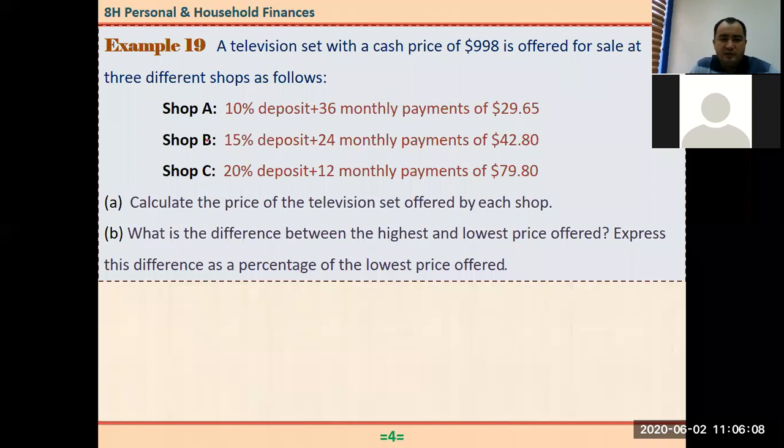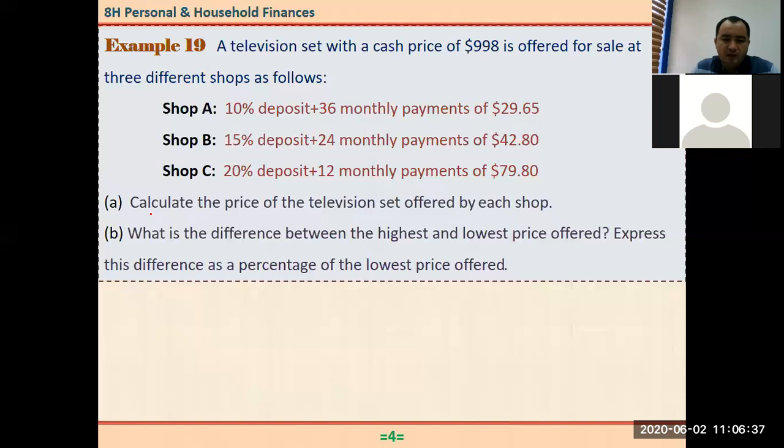And the offers are a bit different. It says that shop A, 10% deposit plus 36 monthly payments of $29.65. Shop B, 15% deposit plus 24 monthly payments of $42.80. And shop C, 20% deposit plus 12 monthly payments of $79.80. Okay. All right. This is what we see on the windows of these shops.